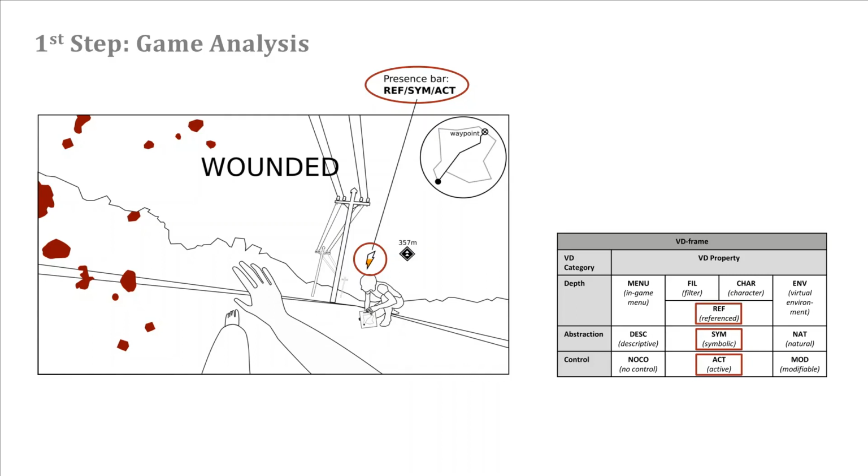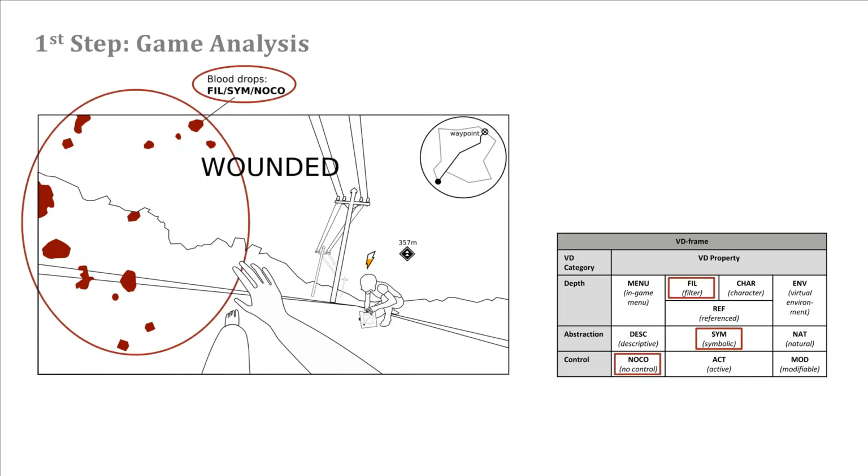Thus, the fill level increases or decreases depending on how far the player's virtual character approaches or moves away from the non-player character, respectively. Because of this interactive behavior, the control property of the presence bar is active.